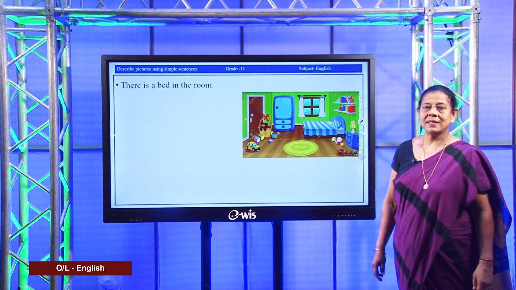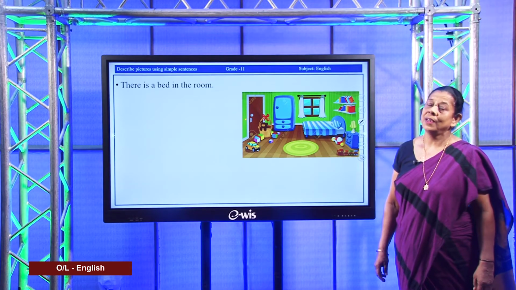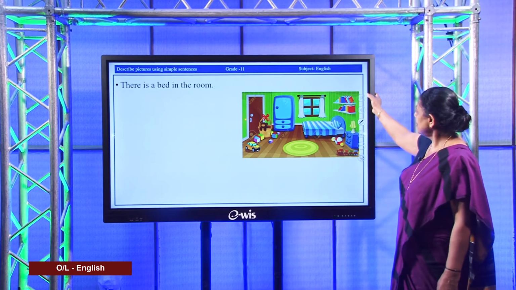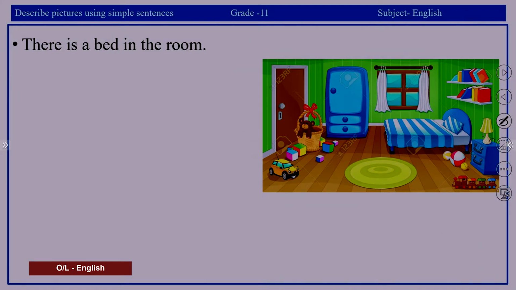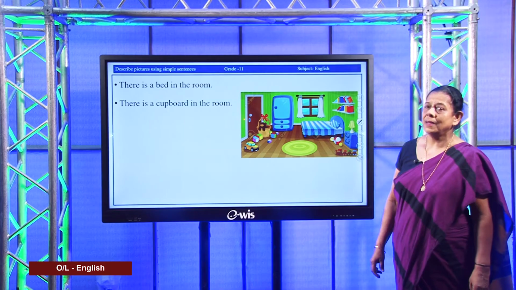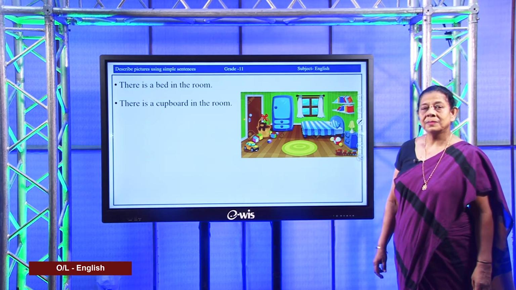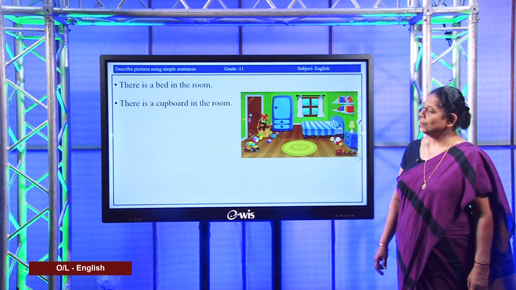There is. We are describing one thing. There is a bed in the room. Next one. Can you see a cupboard in the picture? Yes, children. What is the sentence? How do you describe the cupboard? There is a cupboard in the room.